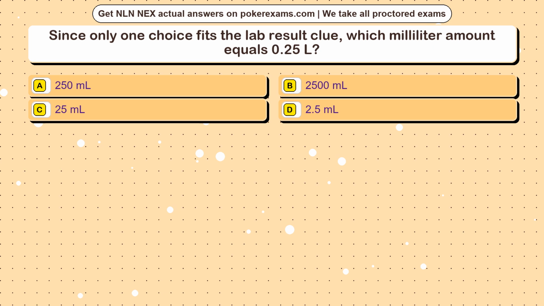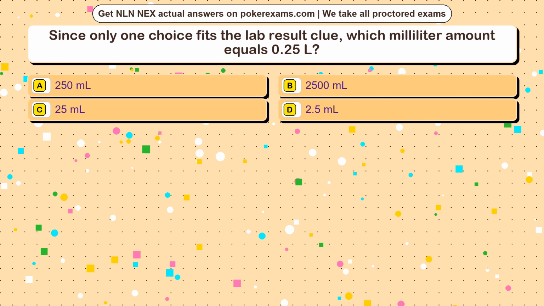Question 21. Since only one choice fits the lab result clue, which milliliter amount equals 0.25 L? Option A, 250 ml. Option B, 2,500 ml. Option C, 25 ml. Option D, 2.5 ml.